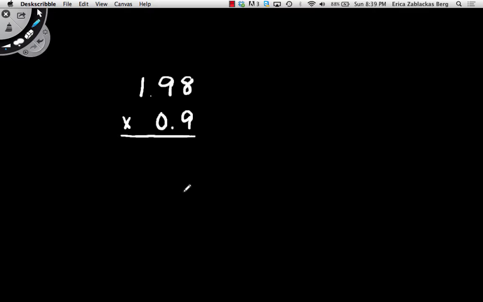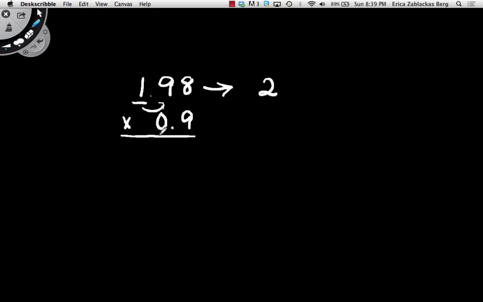So first we're going to round both of our factors. We're rounding to the nearest whole number, so we're looking at, in this case, the ones place. And we look next door. The 9 would tell the 1 to move up to a 2.